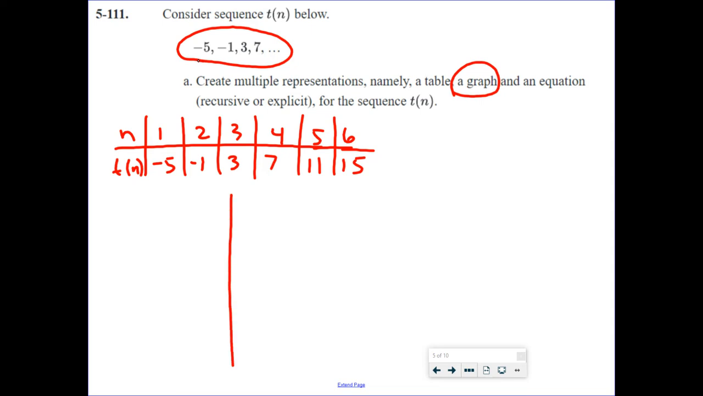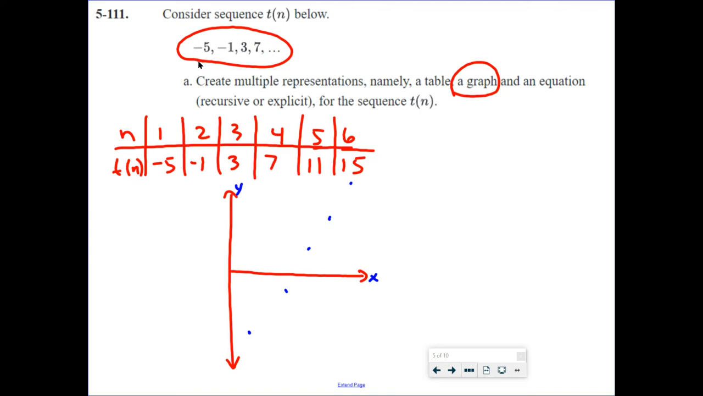All right, the sketch. When you do your sketch, first of all, what do I need? I've got negative and positive, but all my t of n values are positive, so I just need quadrants 1 and 4. We don't need anything else. And this is our x and y. Okay, so 1 is negative 5, which would be somewhere around here. 2 is negative 1, which would be somewhere around here. 3 is 3, 4 is 7, 5 is 11, and I don't remember 6. But get the point right there.